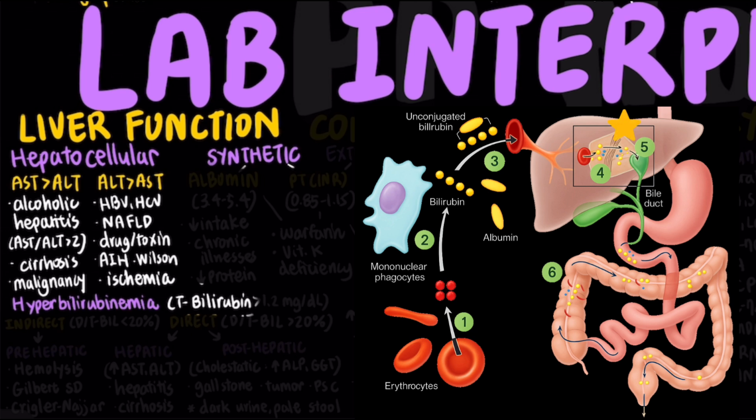In the liver, it's converted by UGT enzymes into conjugated, or direct, bilirubin, which is water-soluble and normally excreted into bile. Hyperbilirubinemia can thus be classified into indirect and direct, based on the proportion of conjugated bilirubin in the total.